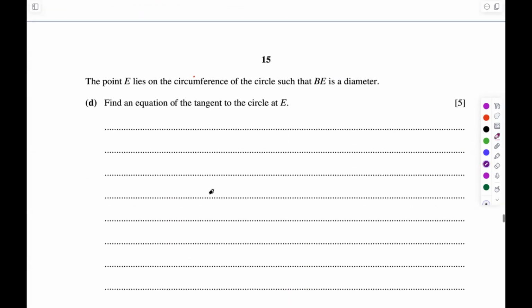In part D, it says that the point E lies on the circumference of the circle such that BE is a diameter. We have to find an equation of the tangent to the circle. Now, to understand this type of question, it is better if we can draw a circle up here.